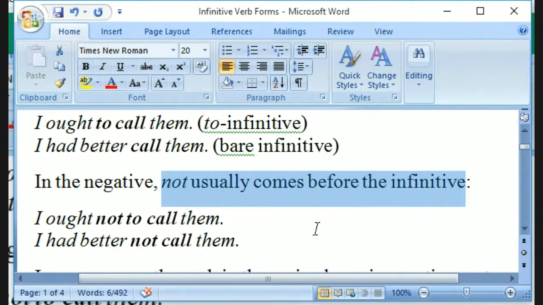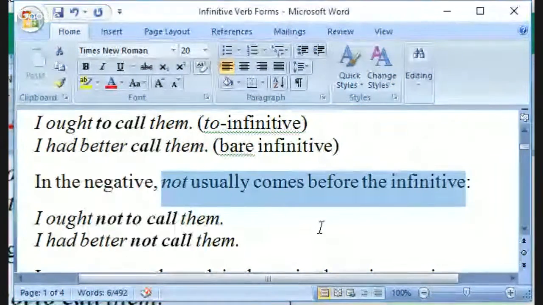All right. If we're thinking about regular use of infinitives in a regular sentence, it would be I don't want to call them. You would use it with your auxiliary, do.